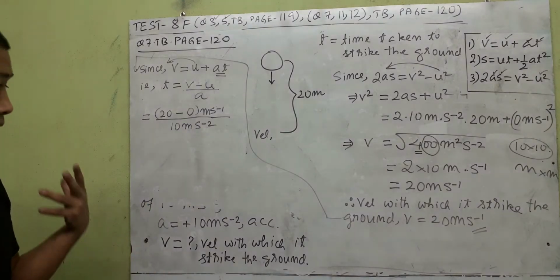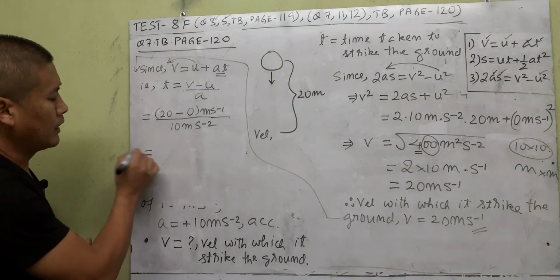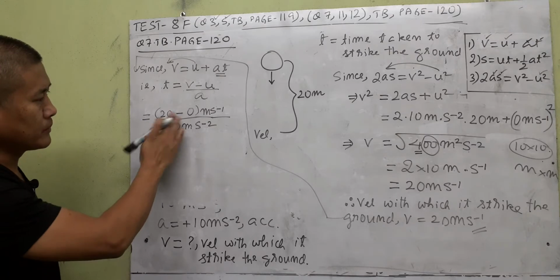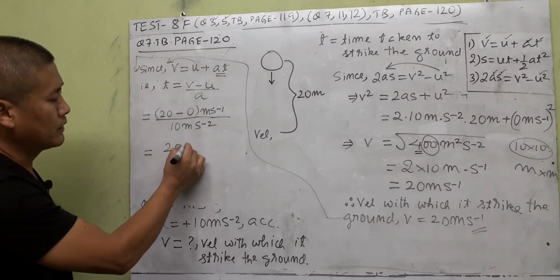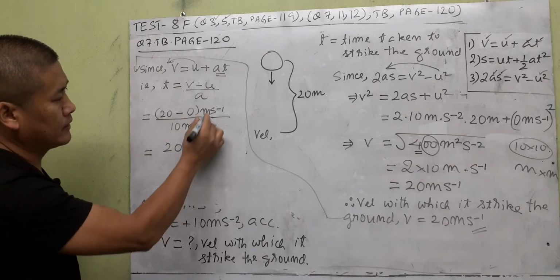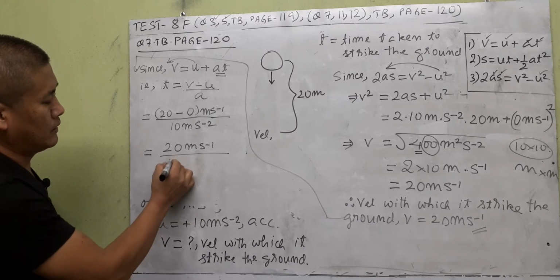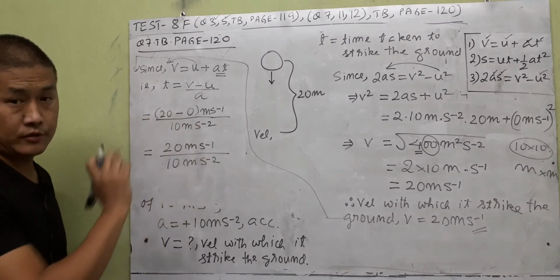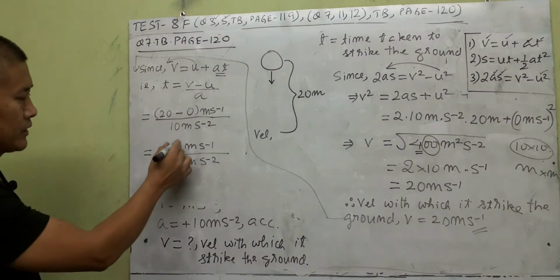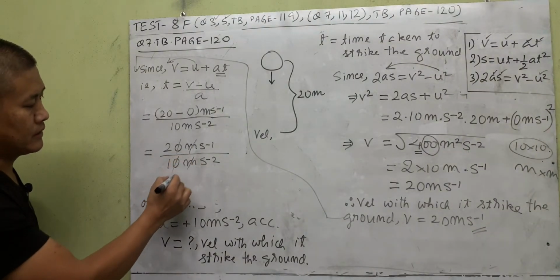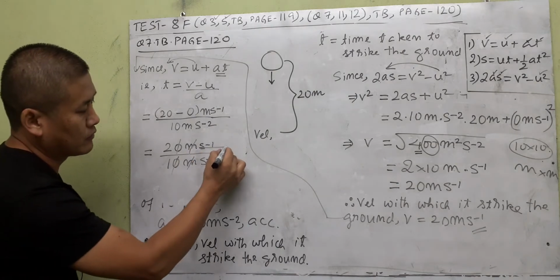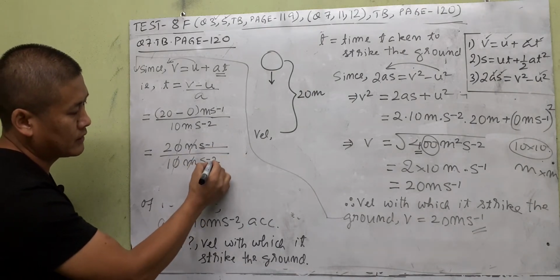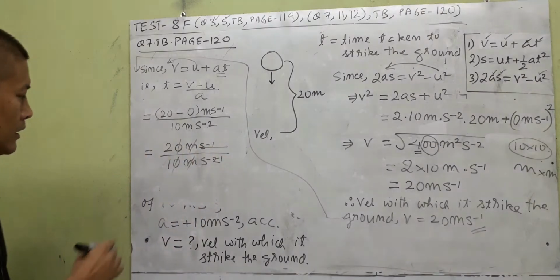Do this carefully and think a lot; it makes it really easy if you do that. So 20 minus 0 is simply 20 meter per second, divided by 10 meter per second square. Please note that this is second square. Then the zeros cancel, meter cancels, and second to the power minus 1 remains, since 2 minus 1 is still minus 1.